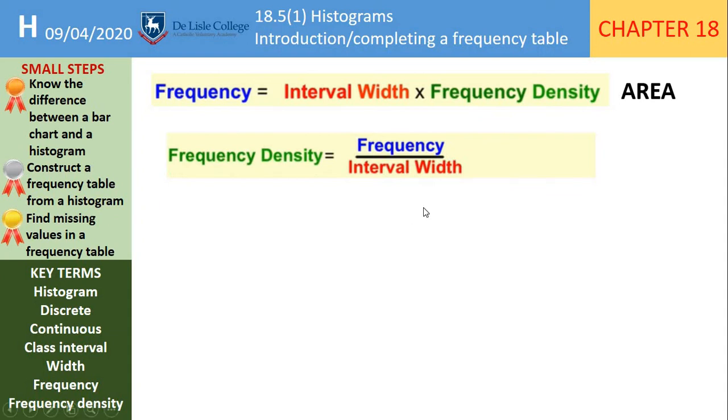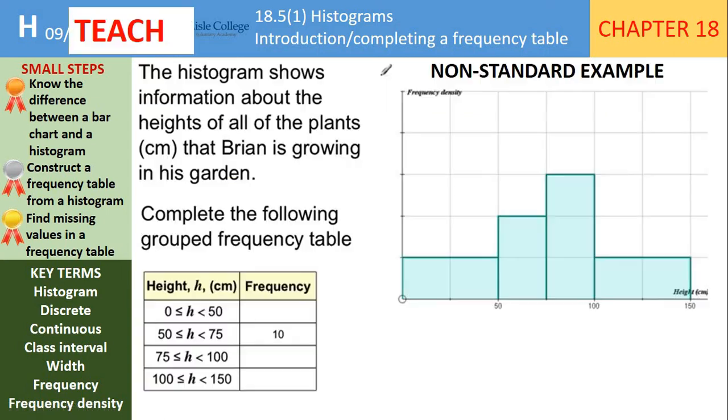Equally important is this rearrangement here. Remember, frequency density is the label on the y-axis, and if we rearrange this formula, if we work out frequency divided by interval width, this gives us the frequency density and will be really important in the next few questions. Have a look through this question with me then.